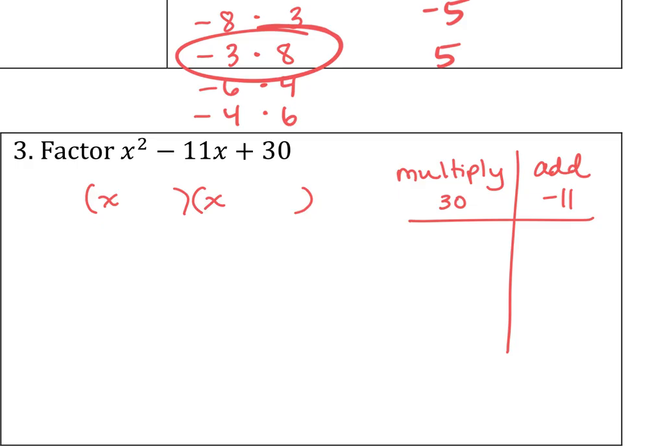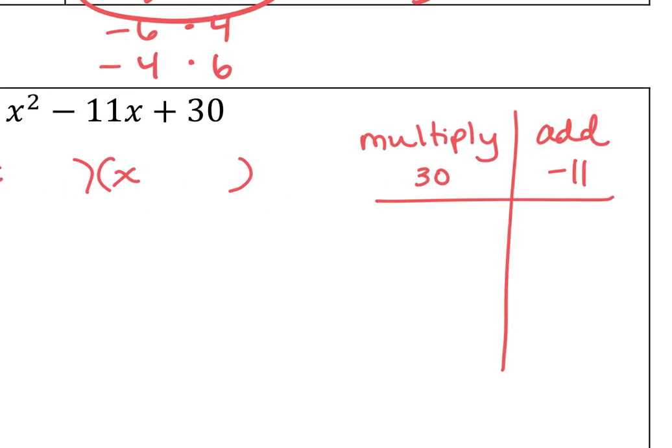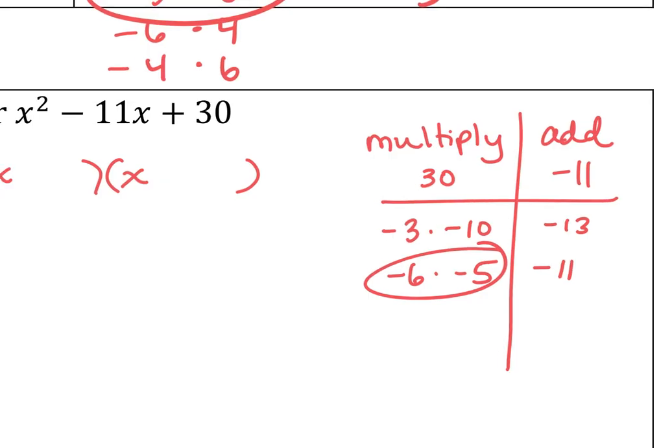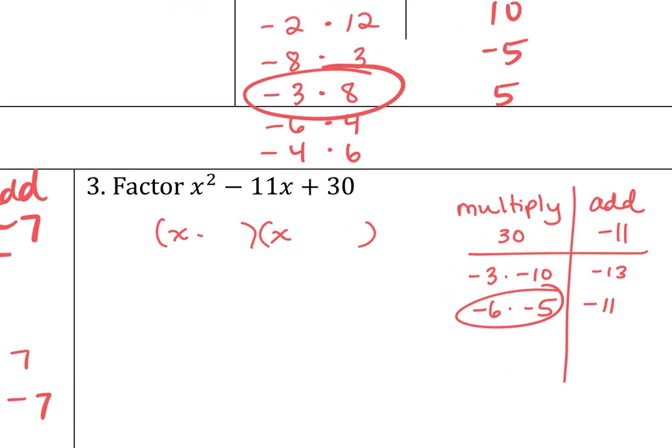So this time, they have to multiply to a positive, which means the signs have to be the same. But they have to add to a negative, which means both signs have to be negative. Negative 3 times negative 10, well, that adds to negative 13, so that's not right. Negative 6 times negative 5, that adds to negative 11. There you go. So the negative and the negative would multiply to the positive, but add to a negative 11. So that's it. That's your answer. x minus 6 times x minus 5.